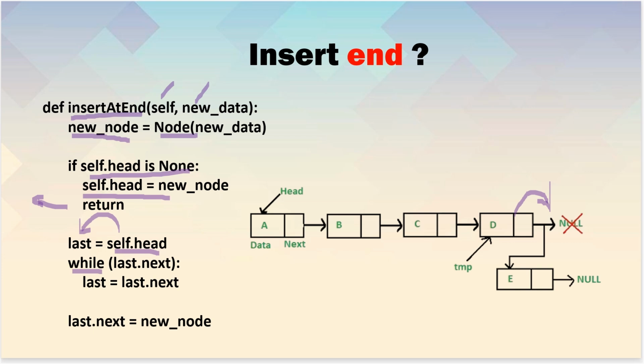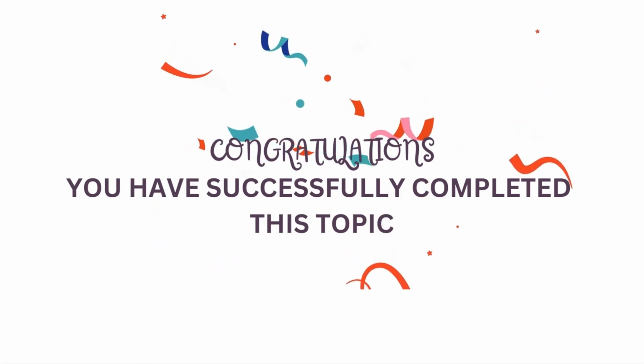Once we reach the last node, we update the next pointer of the last node to point to the new node which we created. This is how we effectively insert the new node at the end of the linked list.